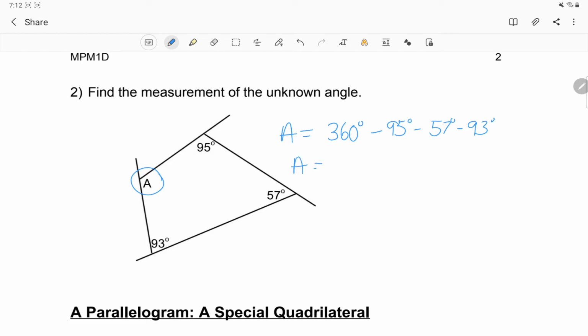So putting that into a calculator, 360 minus 95 minus 57 minus 93, and we get 115 degrees.